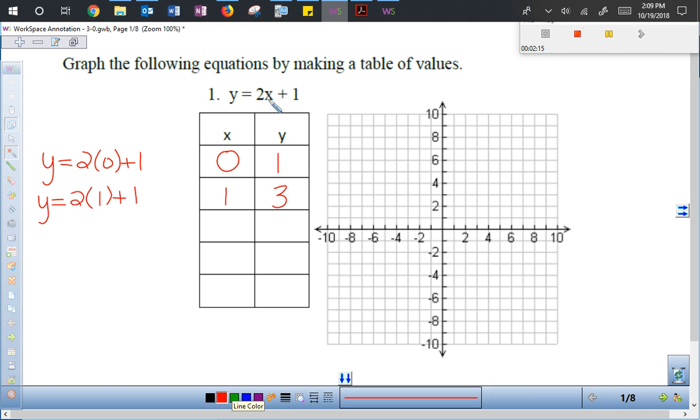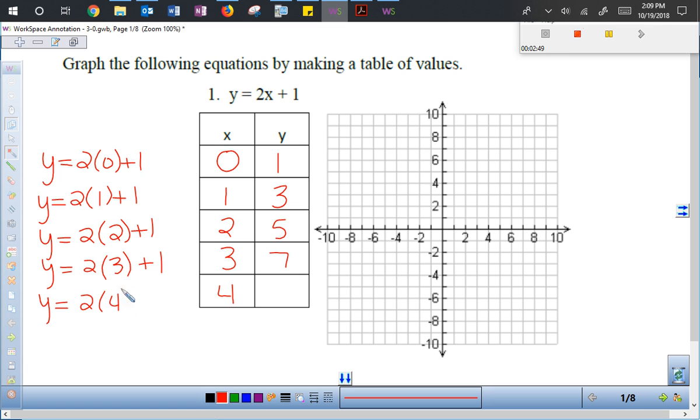Next, I'm going to substitute in 2. So y equals 2 times 2 plus 1. Well, 2 times 2 is 4, plus 1 is 5. Next, we're going to do 3. Y equals 2 times 3 plus 1. 2 times 3 is 6, plus 1 is 7. And then finally, let's do 4. Y equals 2 times 4 plus 1. 2 times 4 is 8, plus 1 is 9.